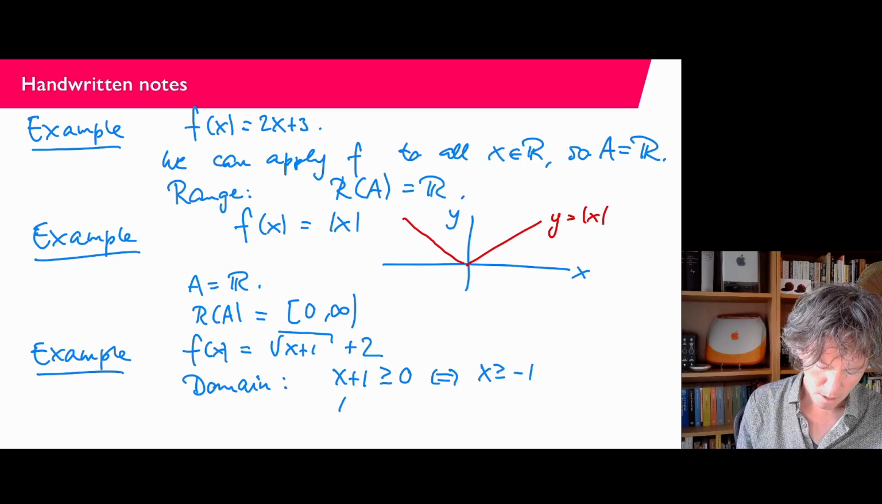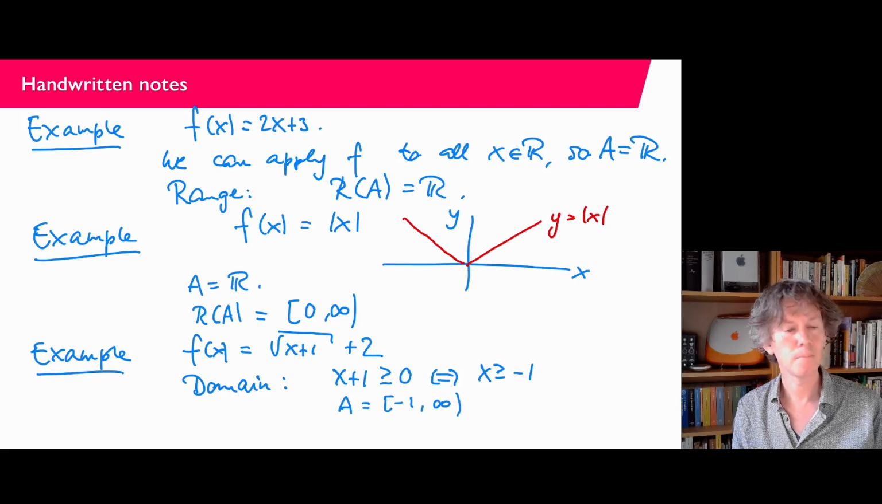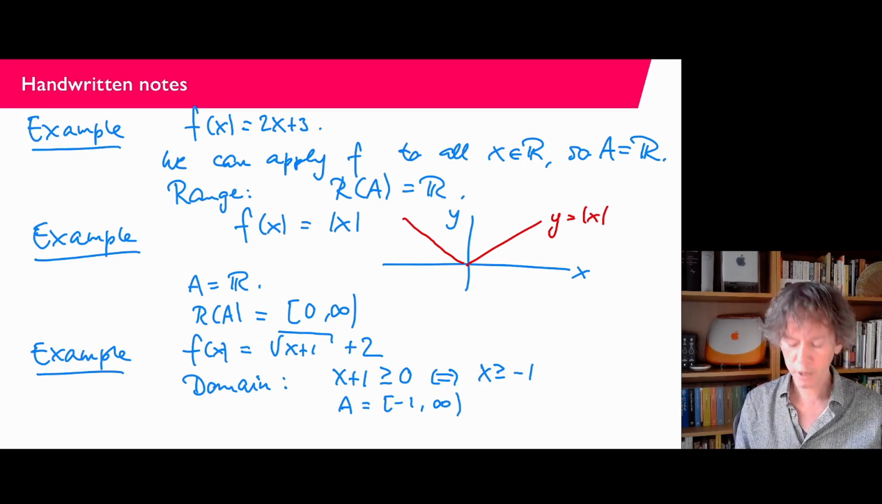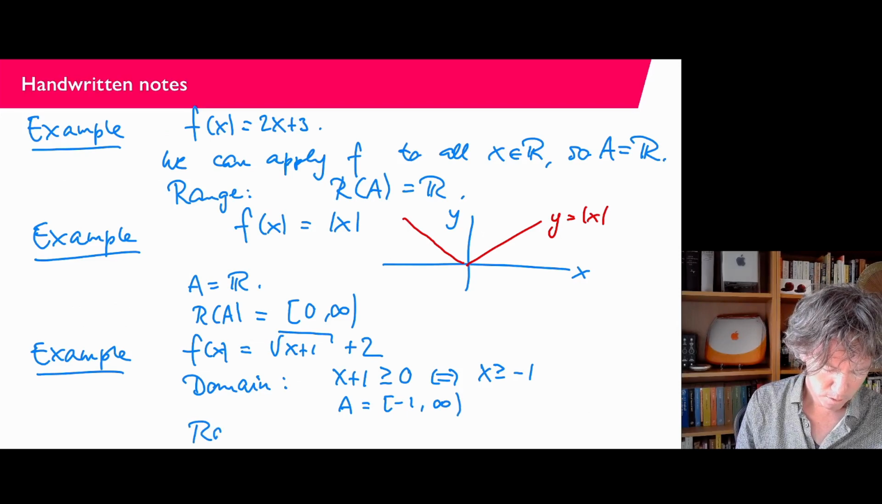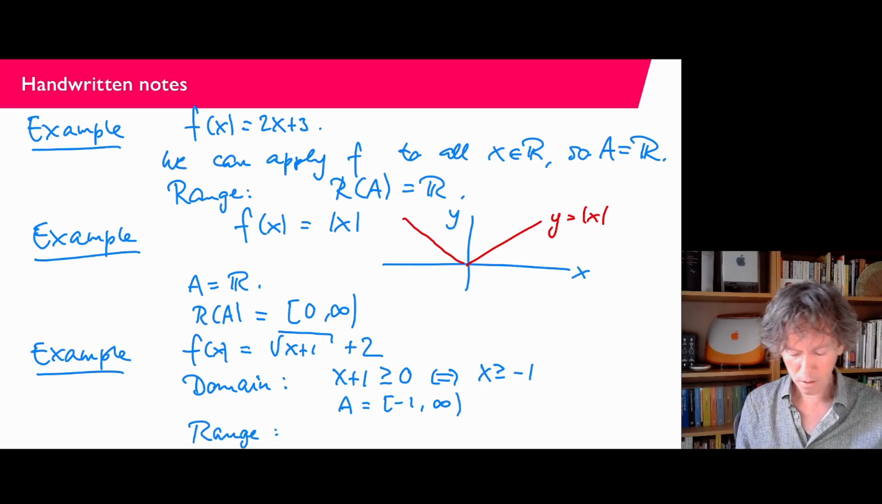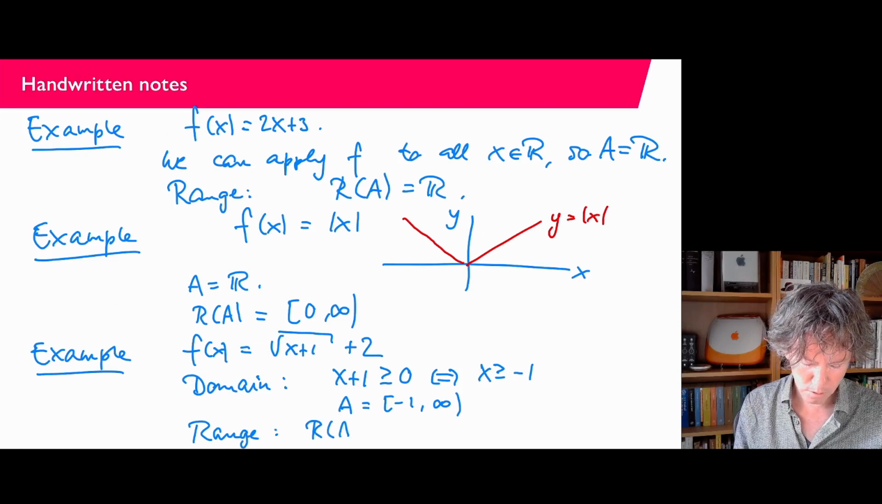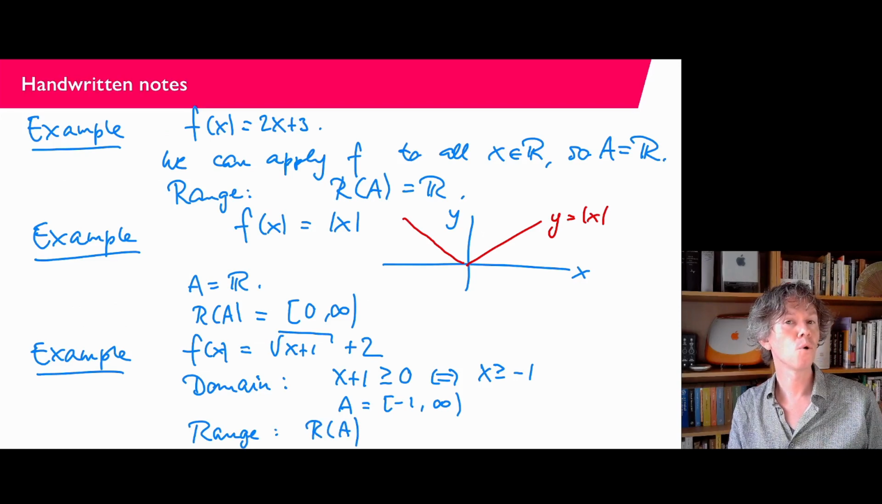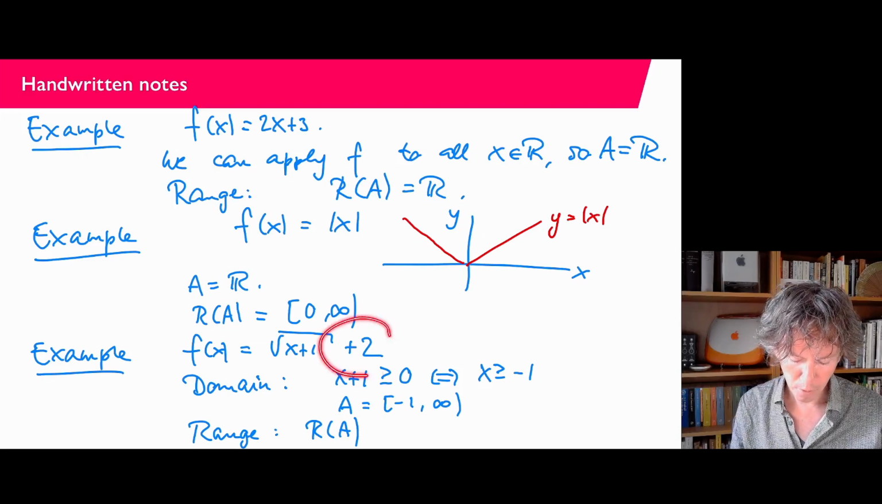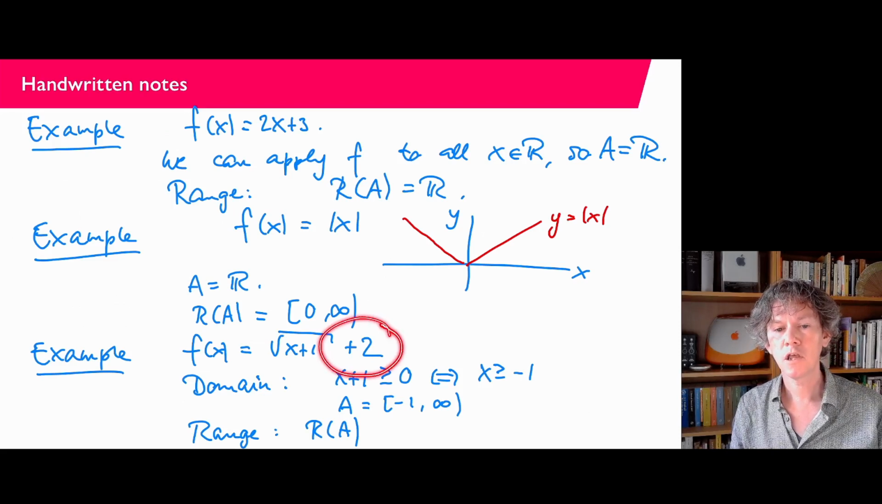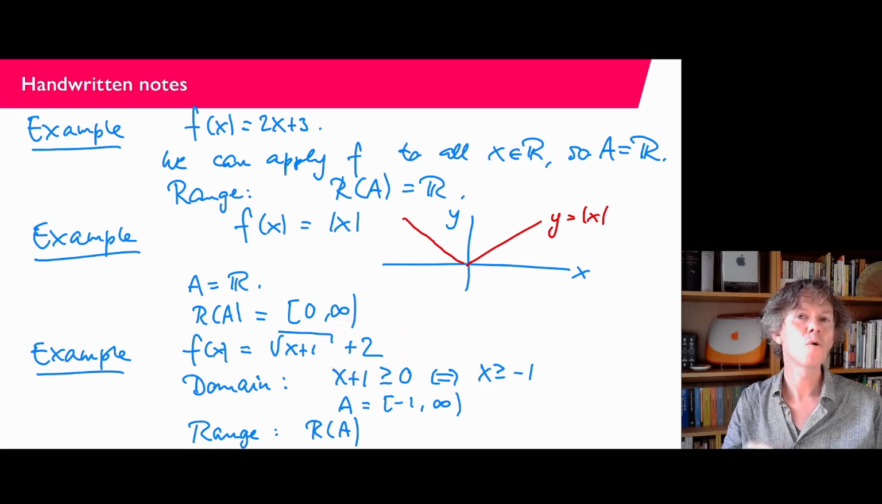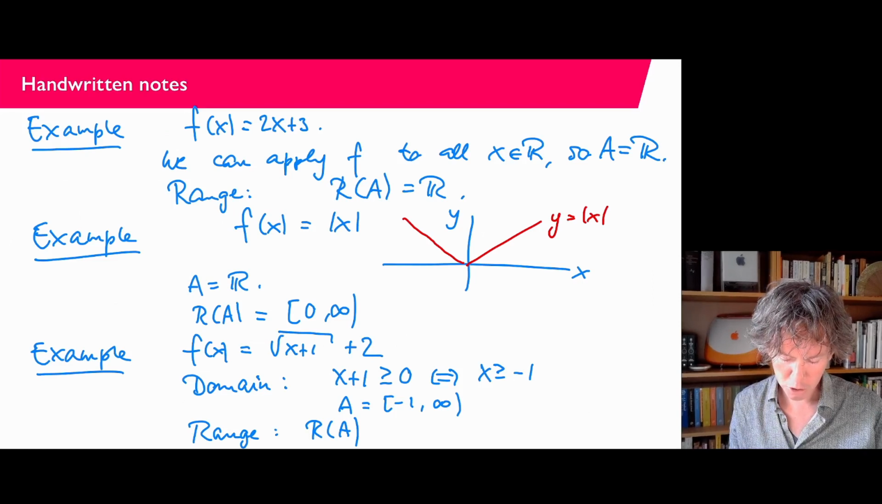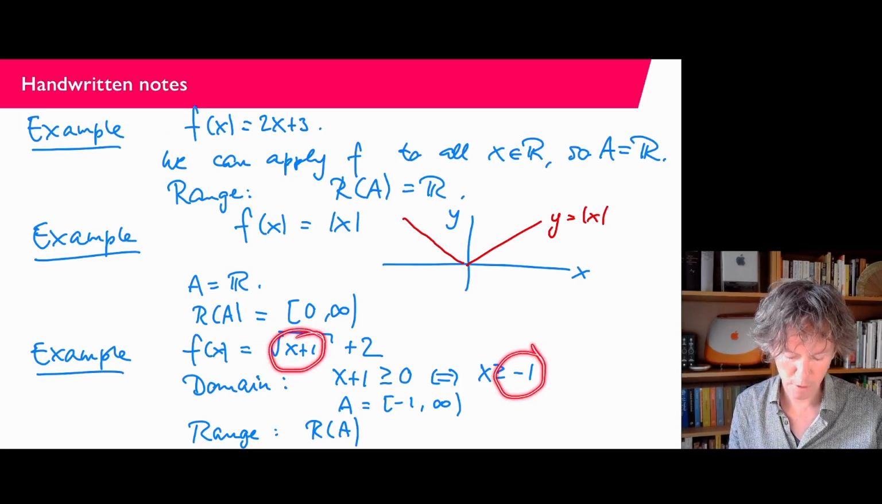So the domain A is the set from -1 up to infinity, and -1 is included. And then the range, well, you know that the square root of a number is always going to be bigger or equal to 0. Then we have a +2 here in the formula. So if you compute an f value of some x, it is always going to be 2 or bigger than 2. If you plug in x equals -1, then here you find 0 and the whole thing is 2.